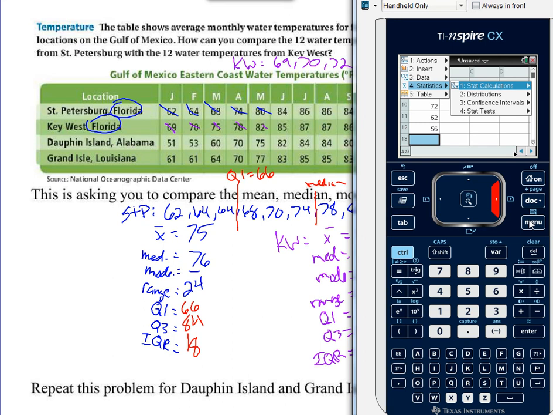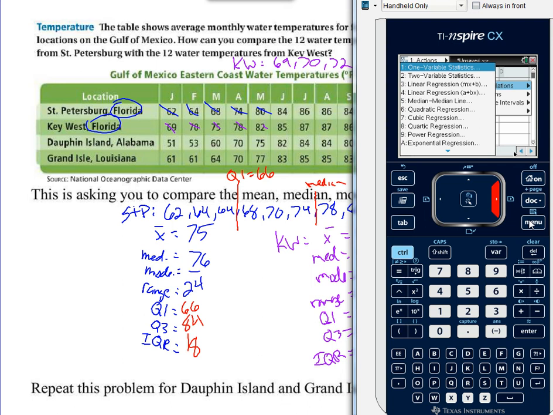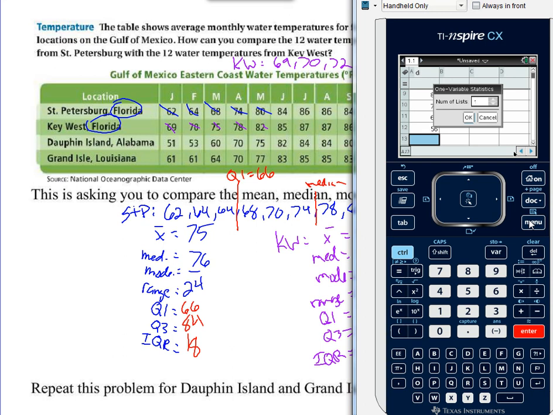That should be option 1 for you guys. And then one variable statistics. We are working with just one variable. There's only one thing going on here. Temperature for a city. Okay, so it's one variable statistics. So that's the one that we want.